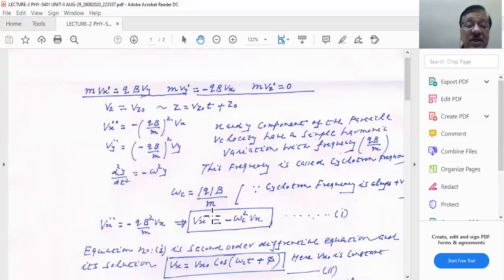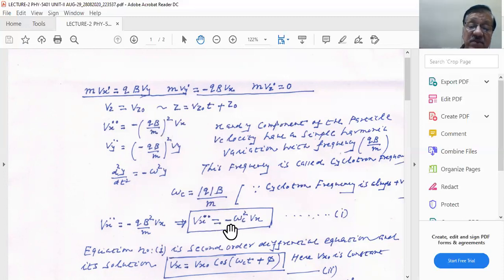This is the equation which we already derived, Vx double dot. We derived this in my first class, and that is the cyclotron frequency. So I write the cyclotron frequency QB by M as omega C. This expression is now written as Vx double dot is equal to minus omega C squared Vx, where omega C is the cyclotron frequency.